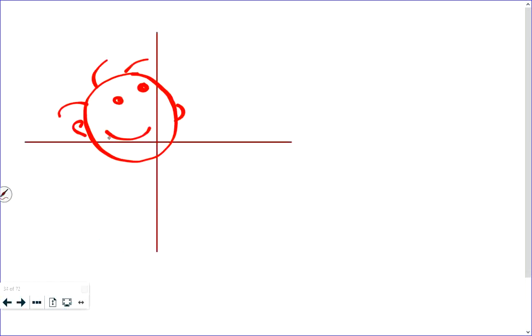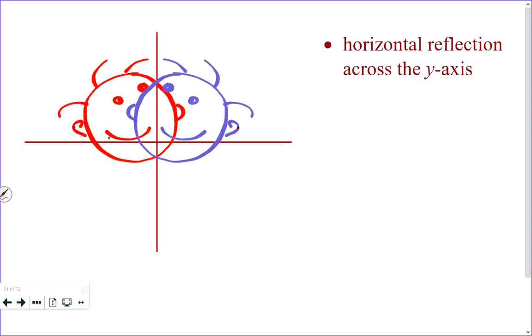Okay. If I were to reflect this horizontally, this is what it would look like. Are we in agreement on that? Okay. You will notice that there are 2 points that didn't move. And the way I like to describe this is to say, for a horizontal reflection across the y-axis, any point that's to the left of the y-axis is going to be to the right of the y-axis after the reflection. Any point that was originally to the right of the y-axis is going to end up to the left of the y-axis after the reflection. So any point on the y-axis is not going to move. So that would be an invariant point.